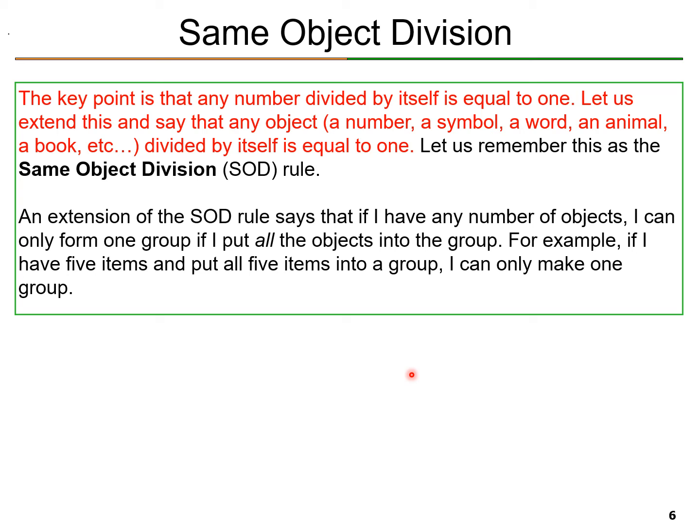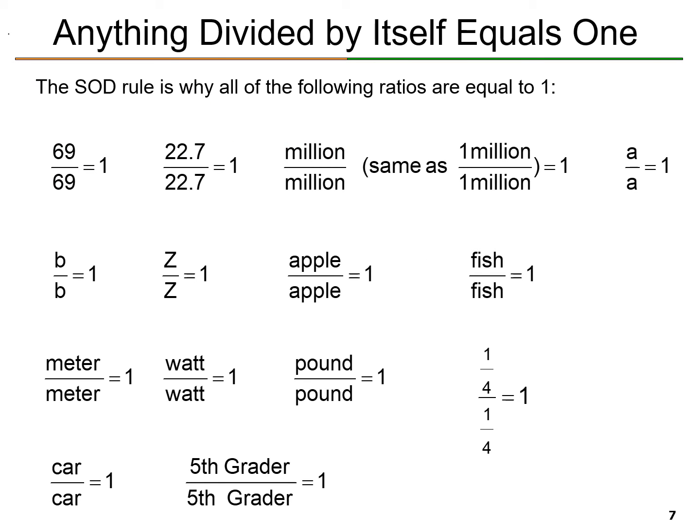An extension of the same object division rule says that if I have any number of objects, I can only form one group if I put all the objects into the group. For example, if I have 5 items like in the previous slide and put all 5 items into a group, I can only make one group. Anything divided by itself is equal to 1 based on same object division. So that's why all of the following ratios are equal to 1.